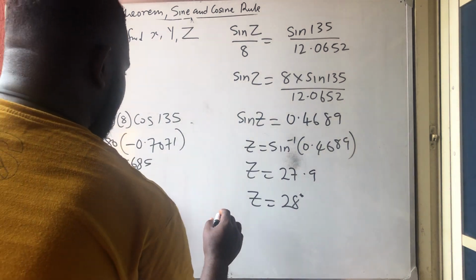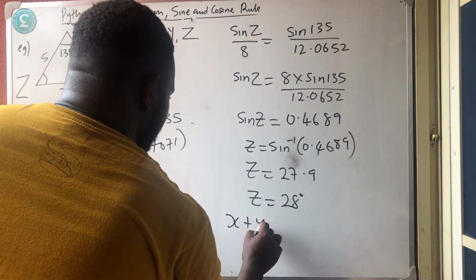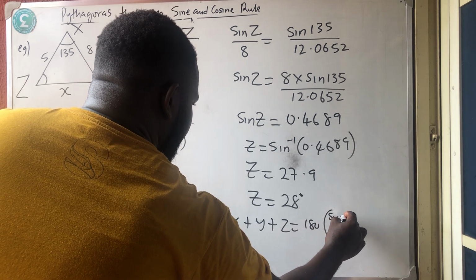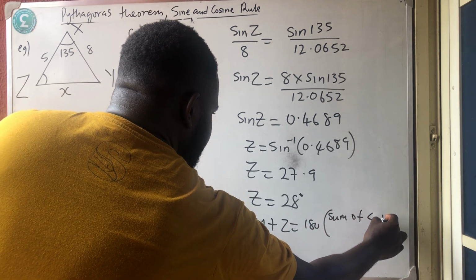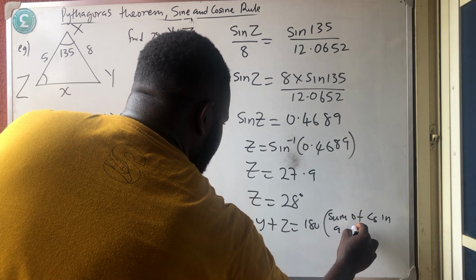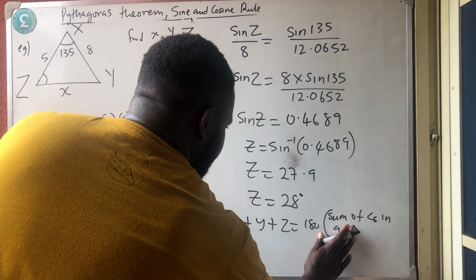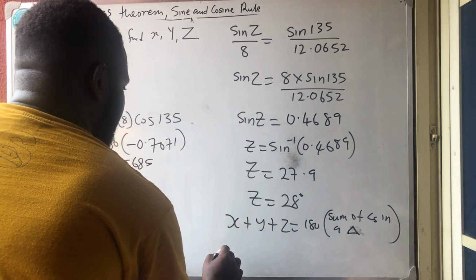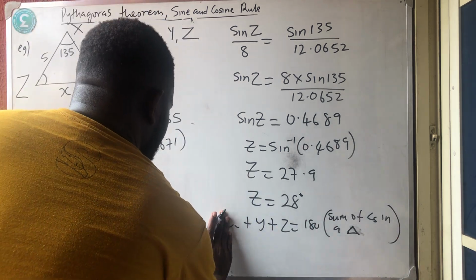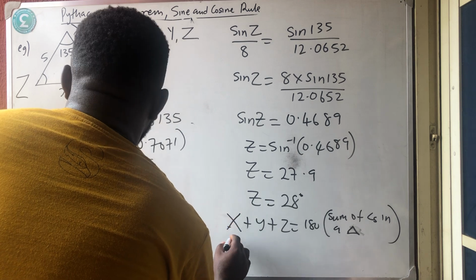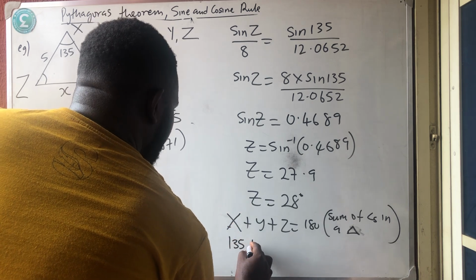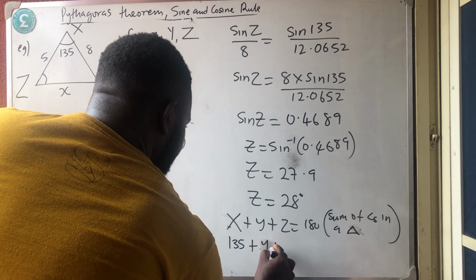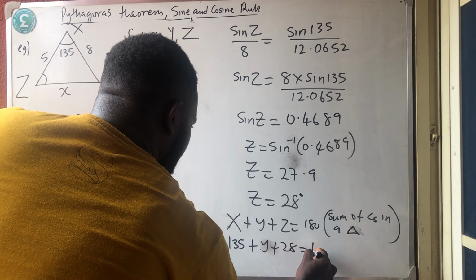is 180. So I will say x plus y plus z is equal to 180, which is what? Sum of angles in a triangle. That is my reason. So my x is what? Capital letter X. So I'm having 135 plus y plus 28 is equal to 180.